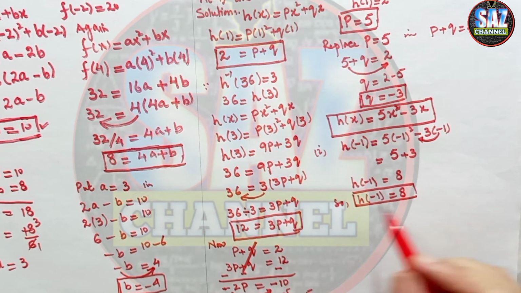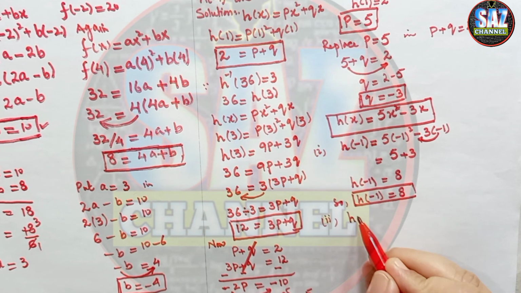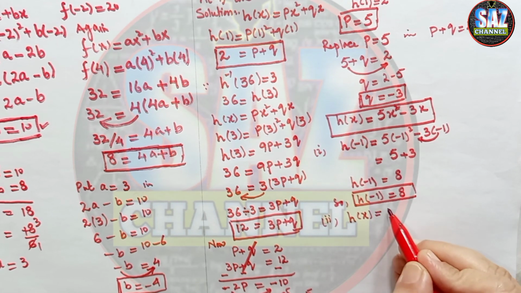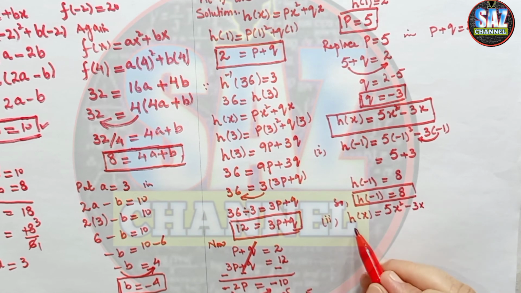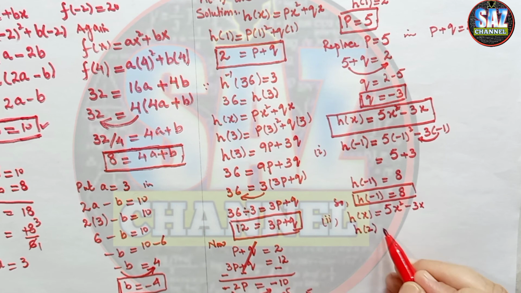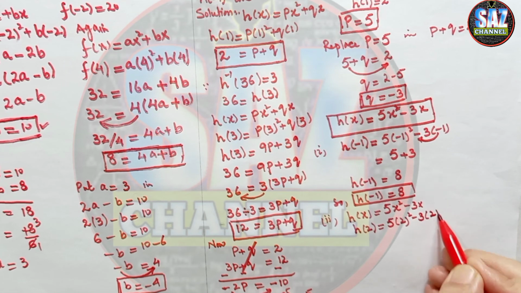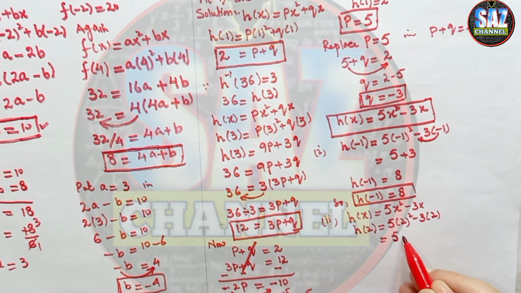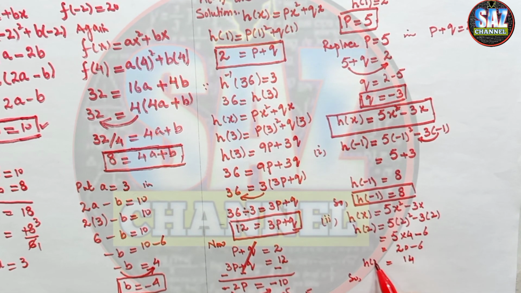And now the final part of the question, that is h of 2. Again, I have to take the function h of x equals 5x square minus 3x. The input of the function is 2. Replace x by 2, and this will become 5 into 2 square minus 3 into 2, and it will become 5 into 4, since 2 square is 4, minus 6. 20 minus 6, which is equal to 14. So h of 2 equals 14, which is the requirement of the question.